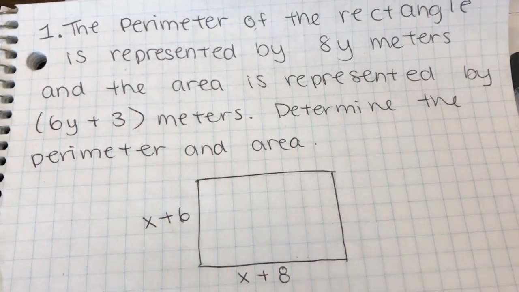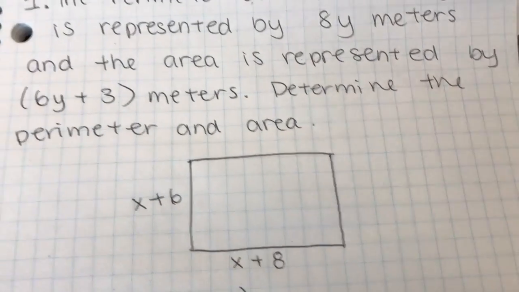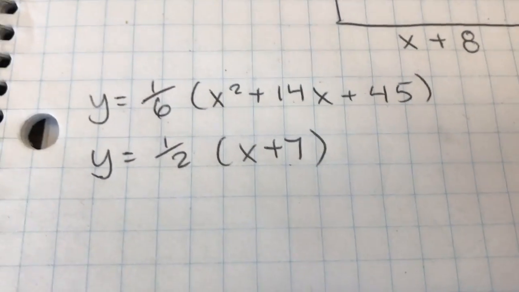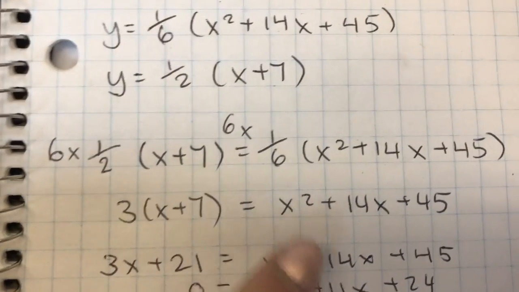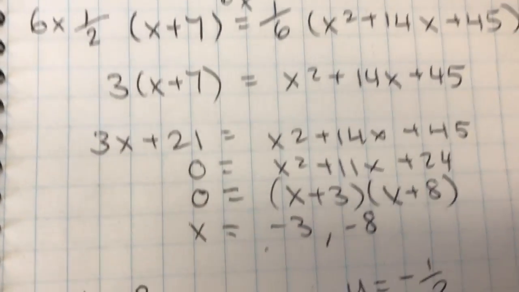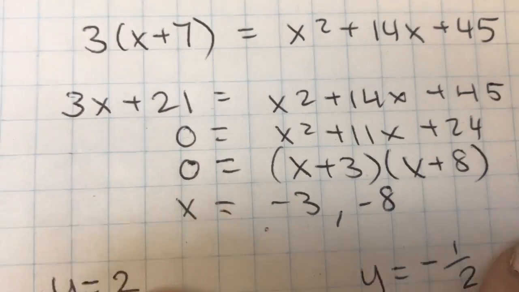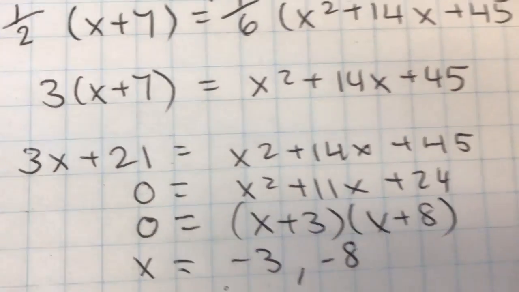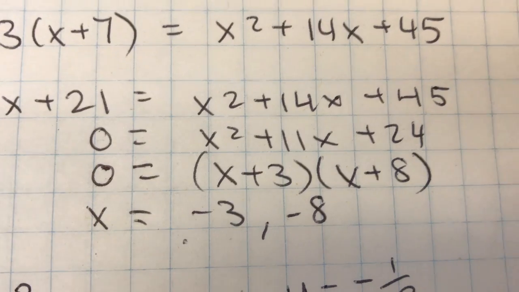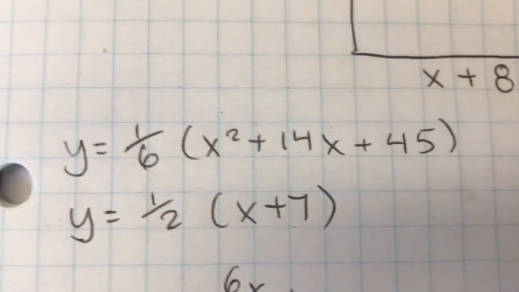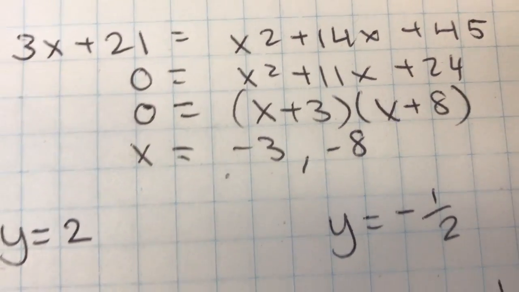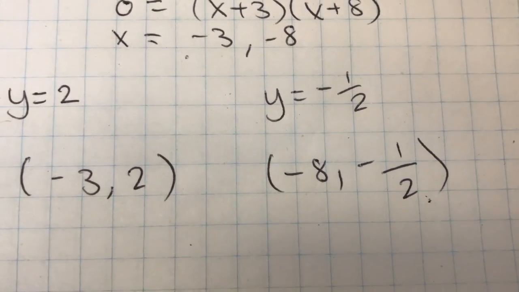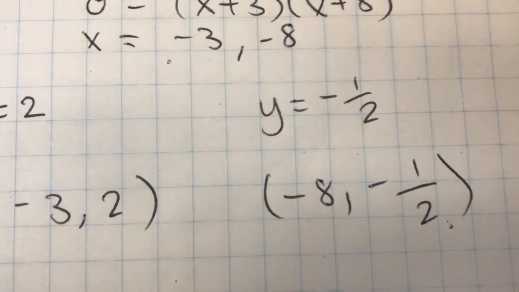First, I need to create two equations to model the situation. Here they are. Now I need to find the values of the remaining variable, x. And they are -3 and -8. Use these two numbers to put them back inside of the original equations. Your answers should be 2 and -1/2. Put those two numbers in coordinate form.